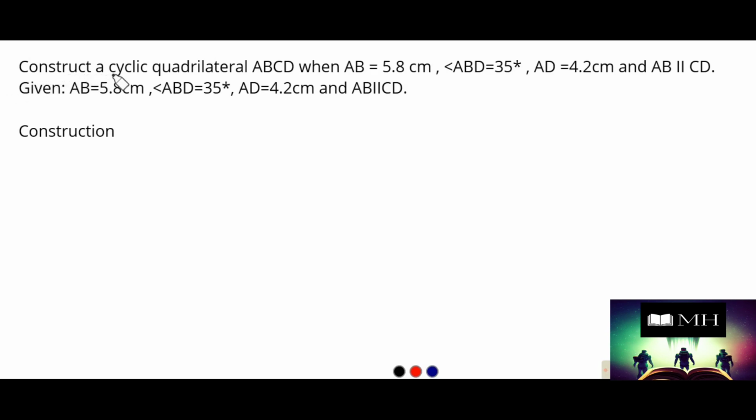Today, we will study about construction of cyclic quadrilateral. The question is, construct a cyclic quadrilateral ABCD when AB equals 5.8 centimeters, angle ABD equals 35 degrees, AD equals 4.2 centimeters, and AB is parallel to CD.